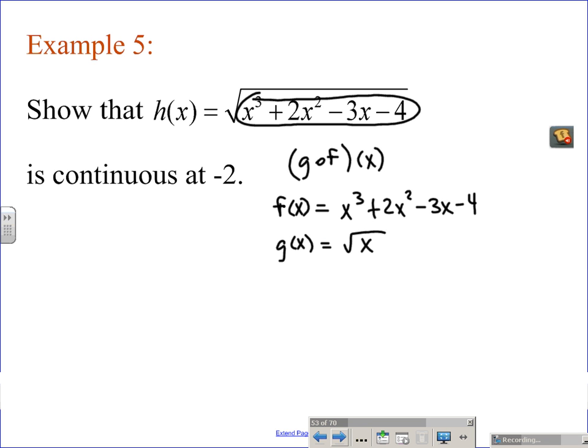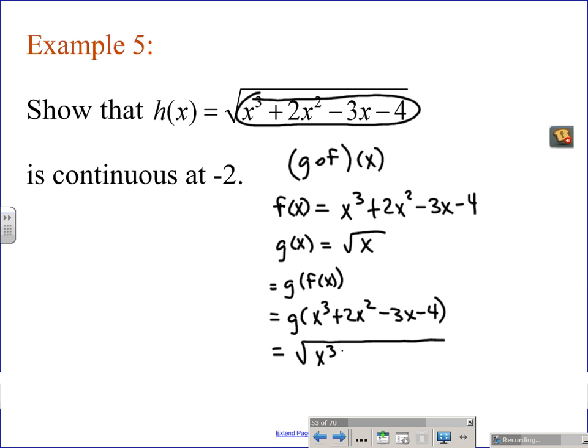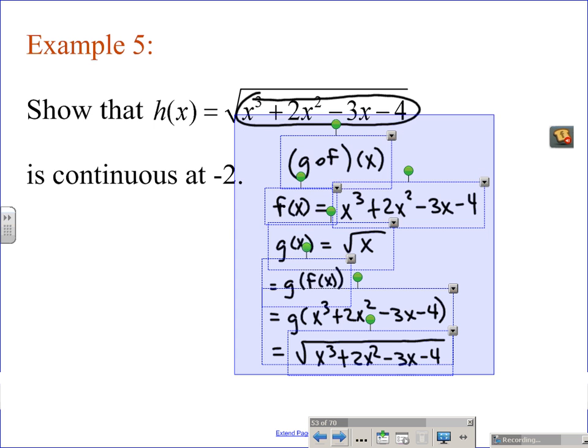So now if I actually work through g of f of x, g of f of x is equal to g of, I replace the f of x with the actual polynomial, which is x cubed plus 2x squared minus 3x minus 4. And then I take that value and replace the x in my g of x, and that's when I get that function h of x that I started out with. So that's why h of x can be rewritten as g of f of x, as long as f and g are defined as I have defined them here.